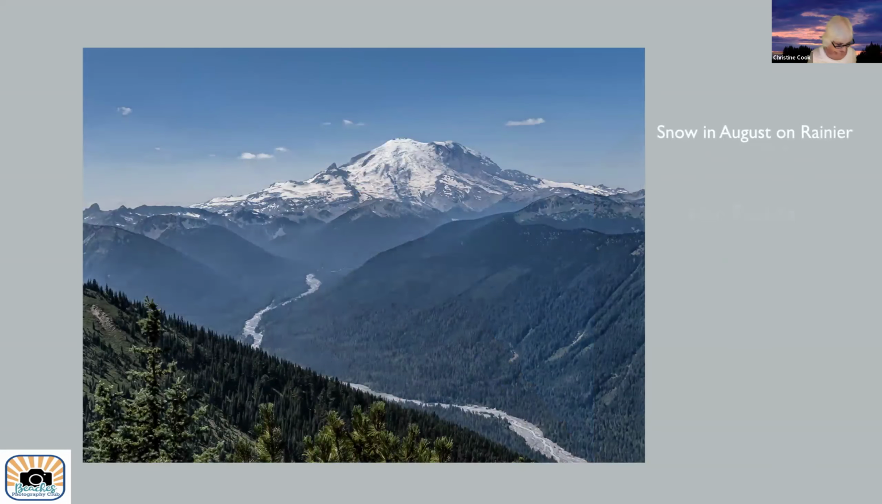Snow in August on Rainier. Wow. So this part of the picture is absolutely stunning, with the sky and the mountain, and look at how beautifully sharp it is. It is the faded blue purple because it is in a great distance. There's this wonderful leading line here. And then you have this hill.